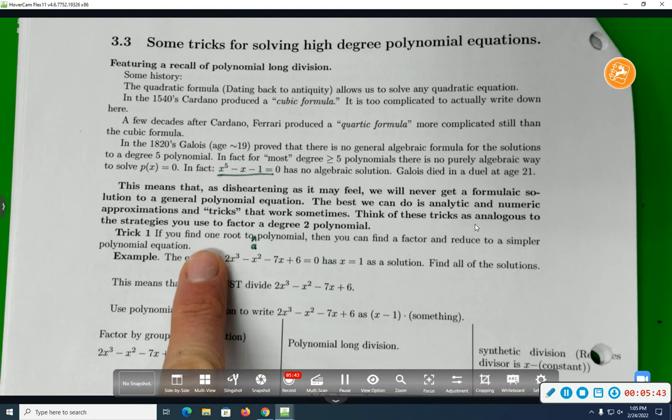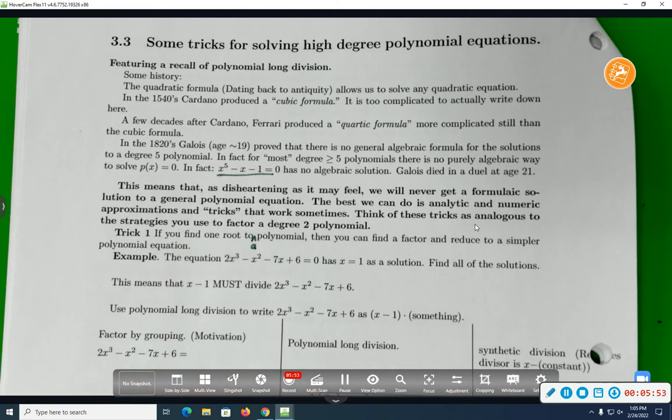If you happen to know one solution to a polynomial equation, maybe you guessed it, maybe it was handed to you, we'll talk about some strategies for getting some guesses, then you can reduce the degree of the polynomial by 1 by doing polynomial long division. And so reduce the complexity of the problem to something that's easier to solve. That seems like a thing to do. Let's see that in action.